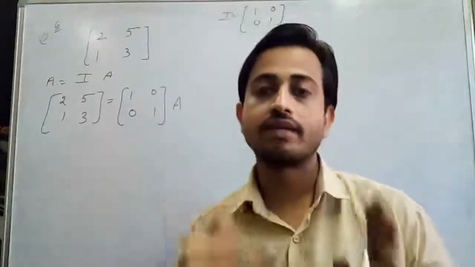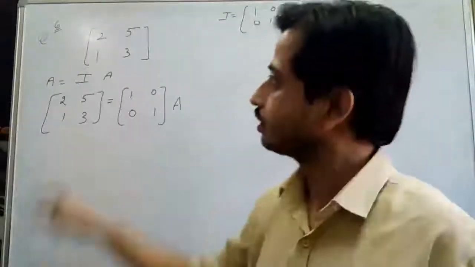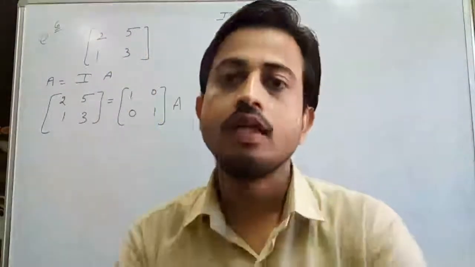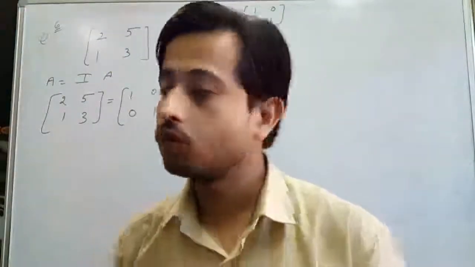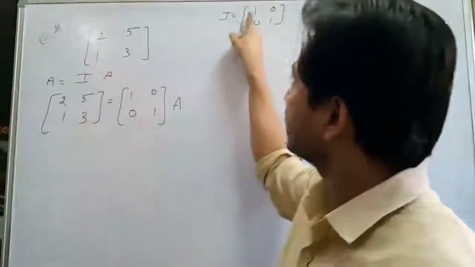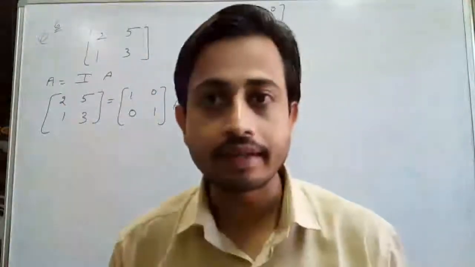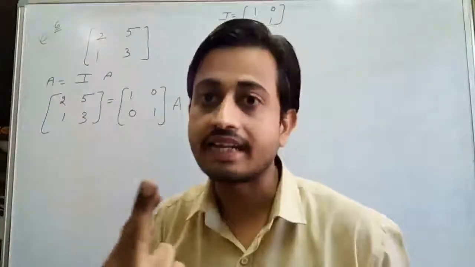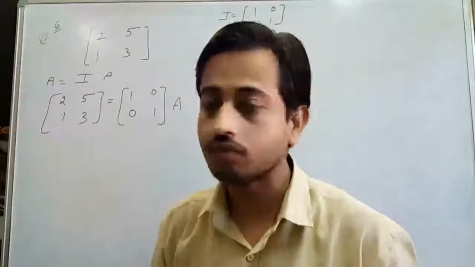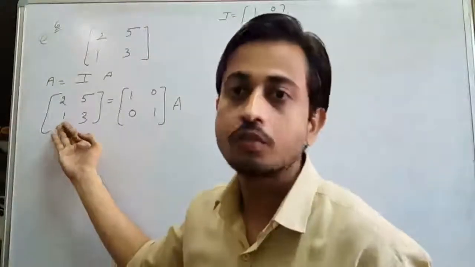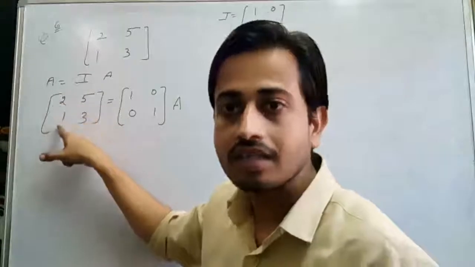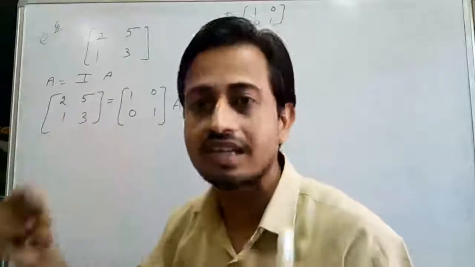So I am going to take our next question, question number 6: [2, 5; 1, 3]. We have to find the inverse using elementary row operations. Now what do we have to do? We have to make the first element 1. How can we make it 1? Because 2 minus 1 gives us 1. So we have to subtract R1 minus R2. That gives the desired result.